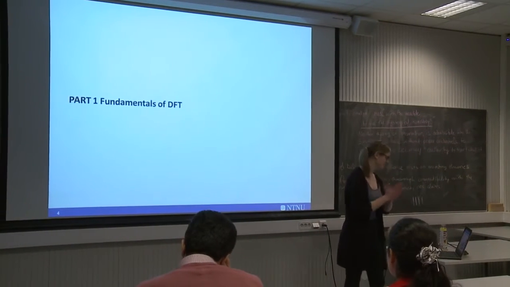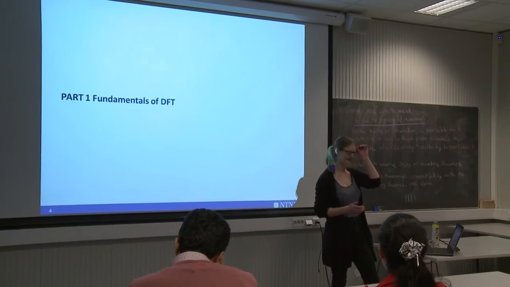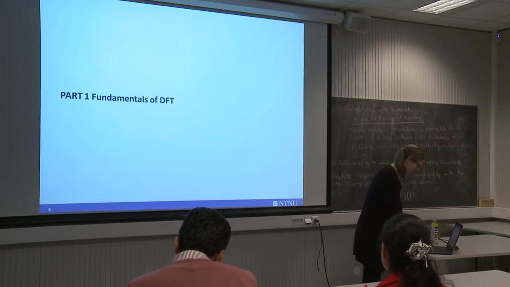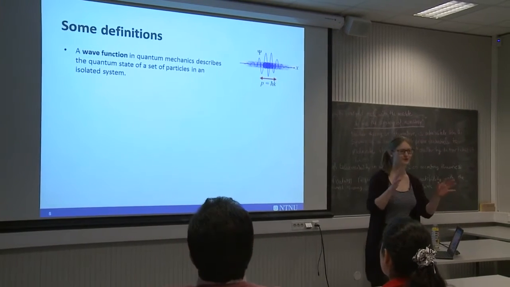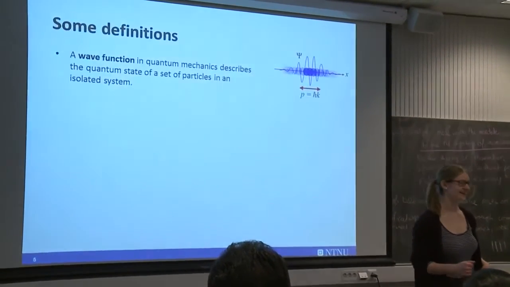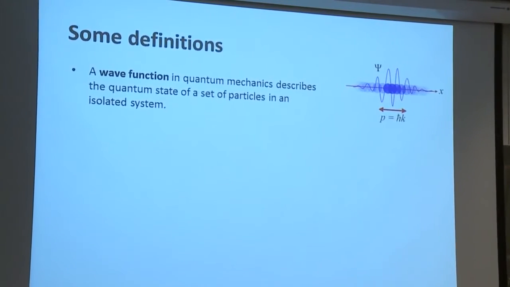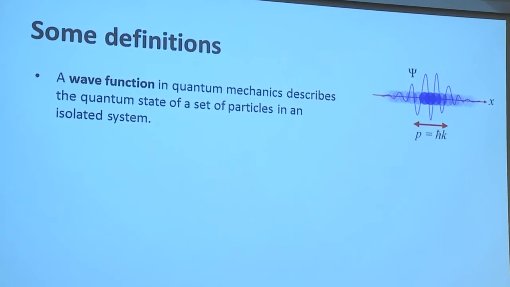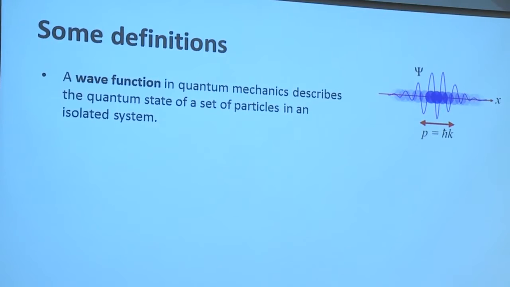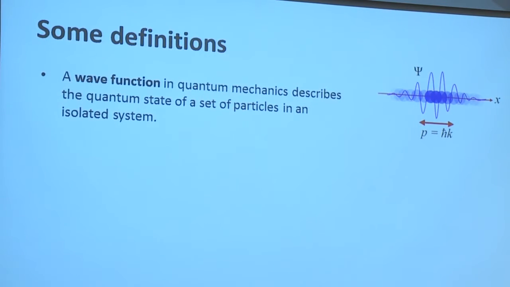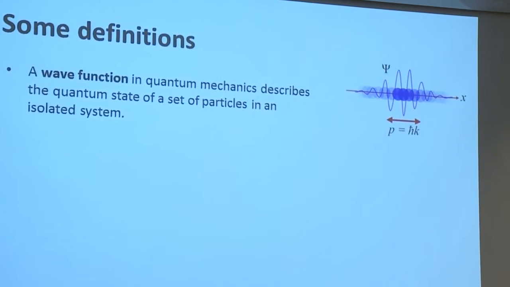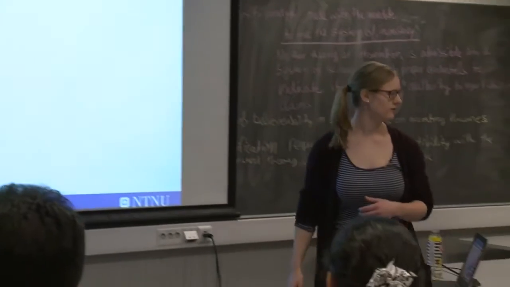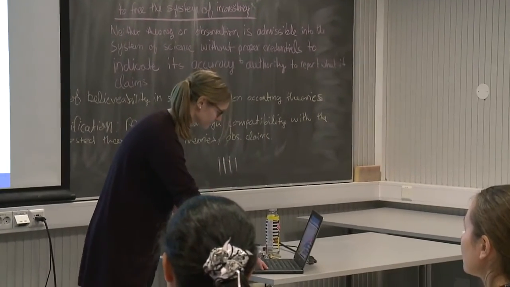Okay, so part one, the fundamentals of DFT. I'll just start with a slide of some definitions so I don't lose you when I get into the fundamental theory, so we're all on the same page. First, a wave function in quantum mechanics describes the quantum state of a set of particles in an isolated system. That's nicely illustrated here. You have a particle, and in quantum mechanics, you can make it into a wave, right?